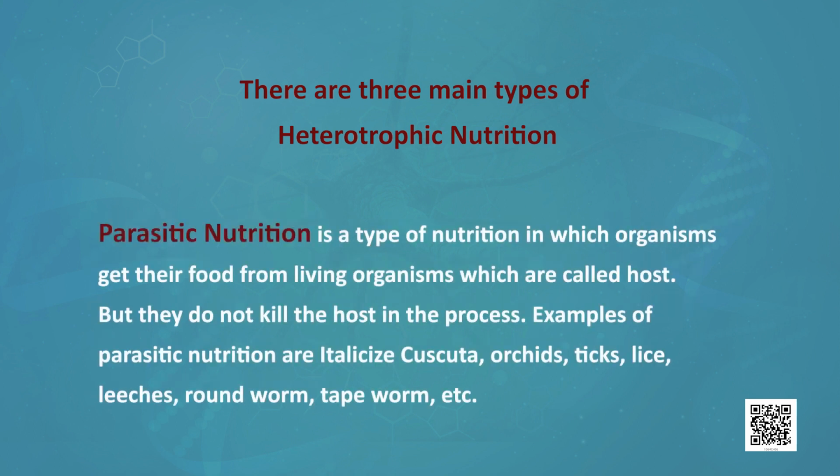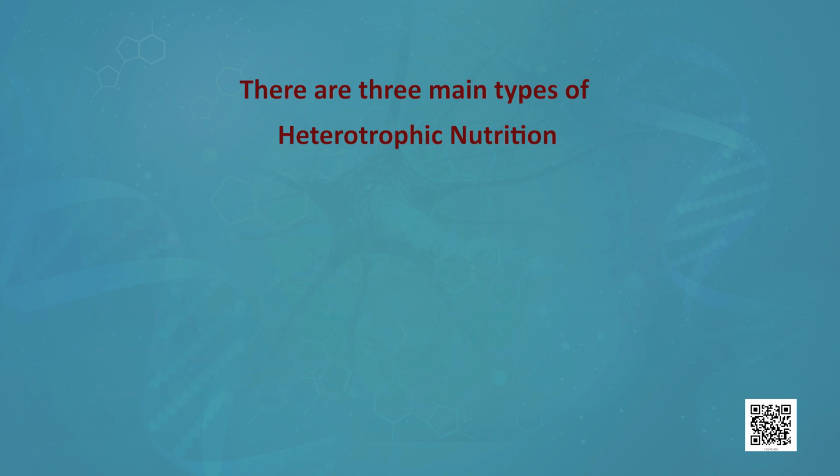Parasitic nutrition is a type of nutrition in which organisms get their food from living organisms which are called host, but they do not kill the host in the process. Examples of parasitic nutrition are cuscuta, orchids, ticks, lice, leeches, roundworms, tapeworms, etc.